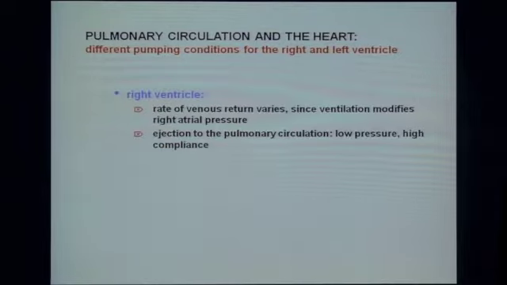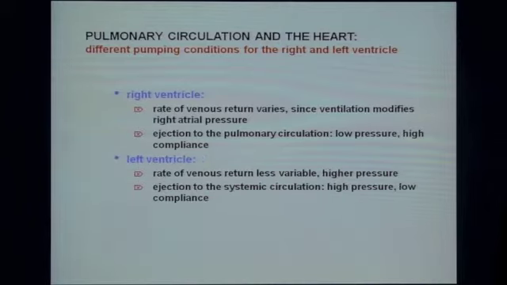For the right heart, the rate of venous return varies much more than the one for the left heart. Ventilation modifies the right atrial pressure, and the pulmonary circulation, where the heart is ejecting, has a low pressure and high compliance. Whereas for the left heart, the opposite is true. There is a low rate of variability for the venous return. The pressures are higher, and the circulation where it ejects has high pressure and low compliance.